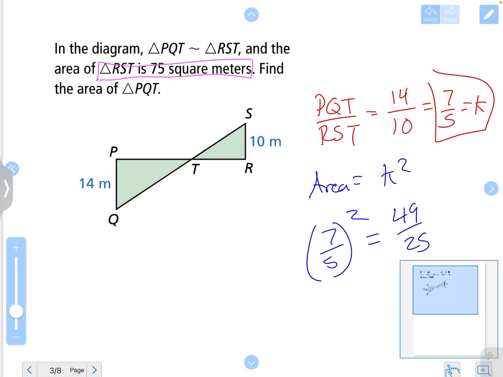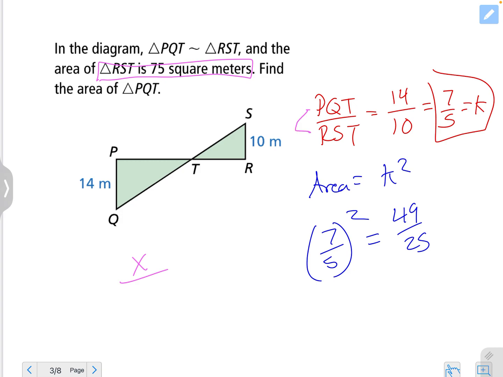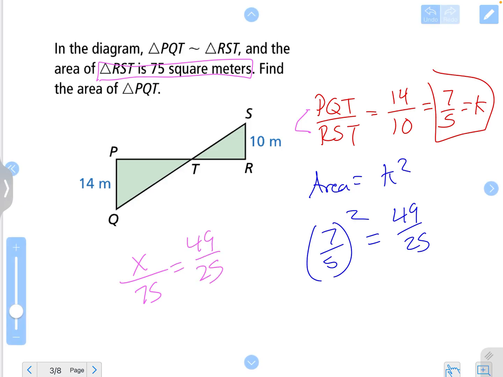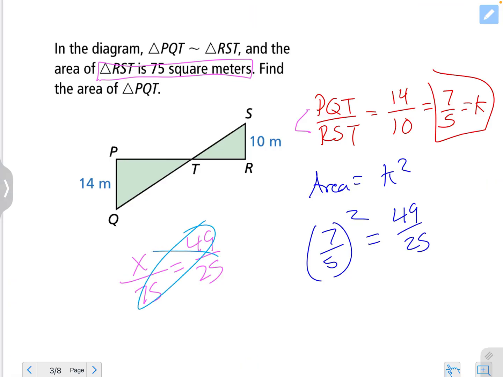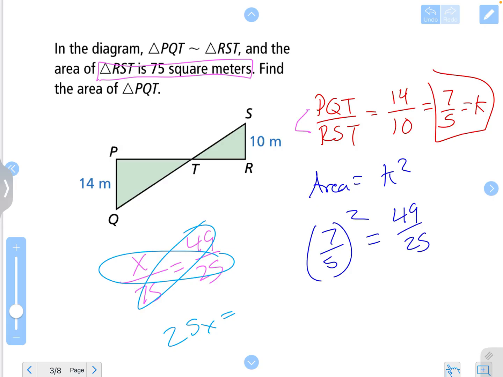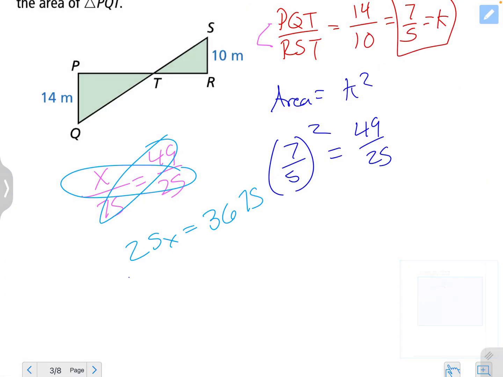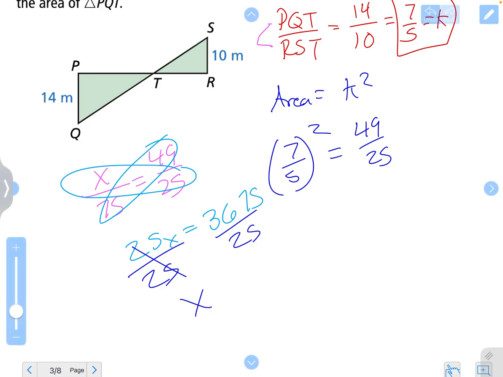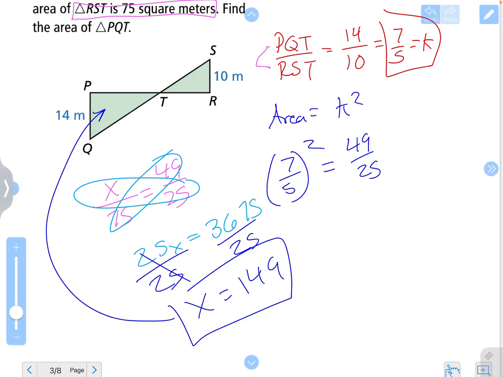So they gave us RST, which is the bottom when we did our scale factor. So we're going to put the X on top, and we're going to put the 75 on bottom, and then we're going to make it equal our area scale factor. So now we're going to cross multiply and divide. So we get 25x, and then 75 times 49 is 3,675. And then we're going to divide by 25, divide by 25. And x equals 147. And so that is our area of PQT.